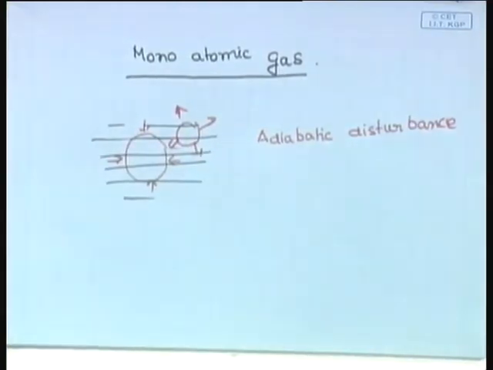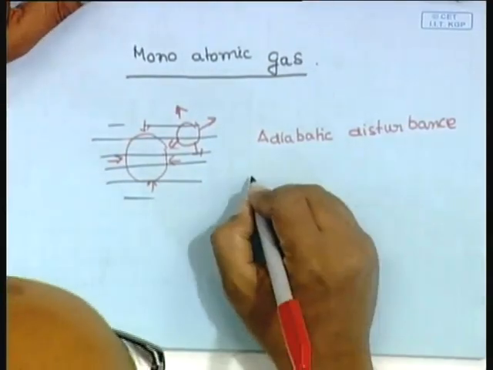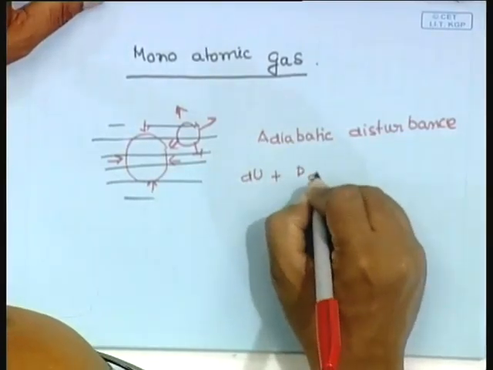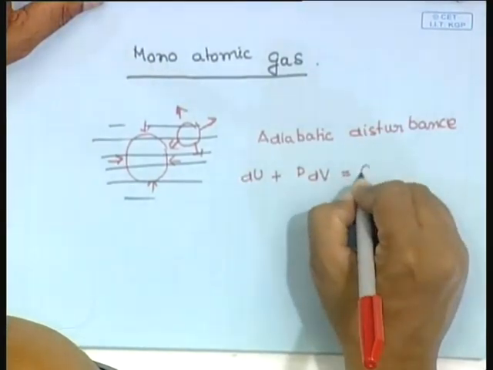So, we have a gas, and if there is no flow of heat, if it is adiabatic, then we can write down the first law of thermodynamics, the internal energy dU plus P dV, this is equal to 0.